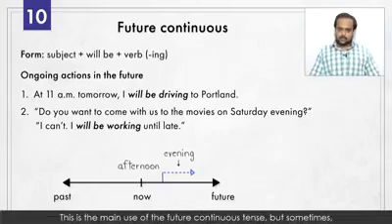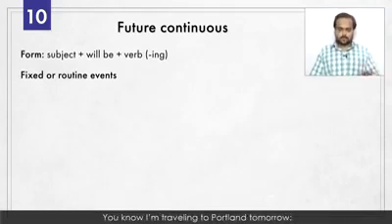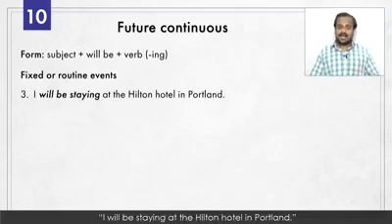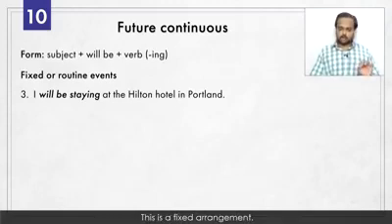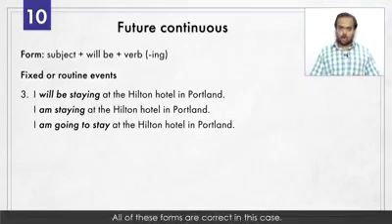This is the main use of the future continuous tense. But sometimes we use this tense to talk about a fixed or a routine event in the future. You know, I'm traveling to Portland tomorrow. I will be staying at the Hilton Hotel in Portland. This is a fixed arrangement. It has the same meaning as saying, I am staying or I'm going to stay at the Hilton Hotel in Portland. All of these forms are correct in this case.